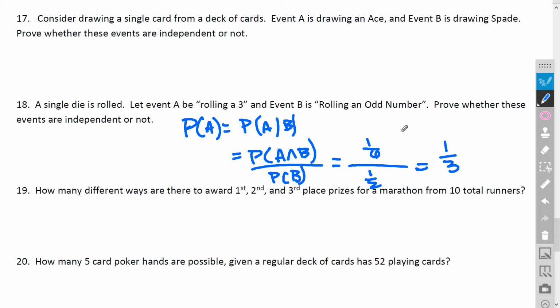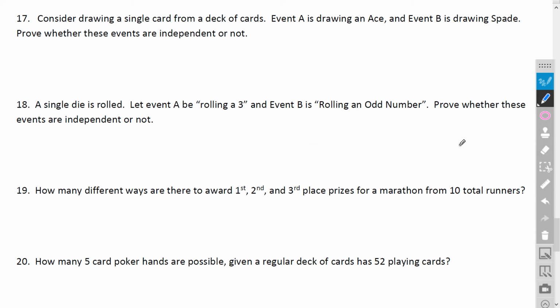1/3 is the conditional probability of A given B. This is not equal to the probability of A. Probability of A was 1 over 6, not 1 over 3. So the conditional probability of A given B is not equal to the probability of A, which means these are not independent. So that is another way that you can show whether events are independent or not. That can also be done with number 17.